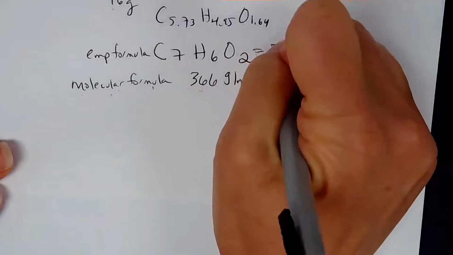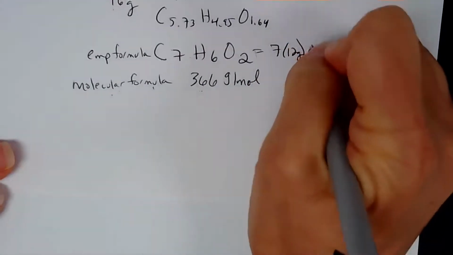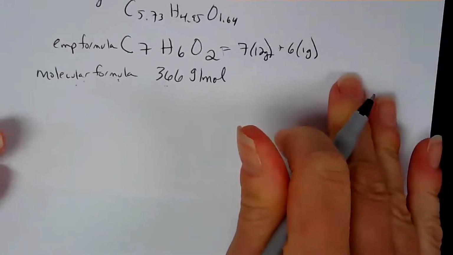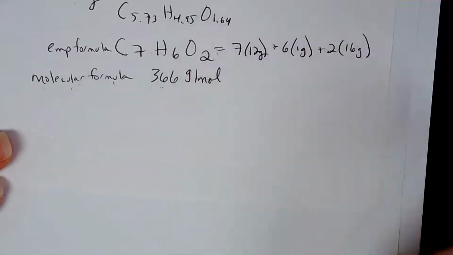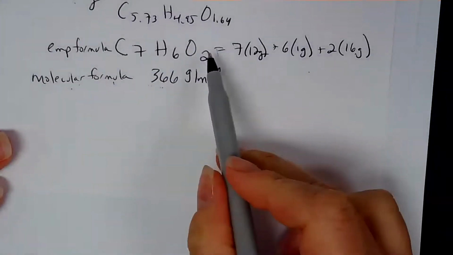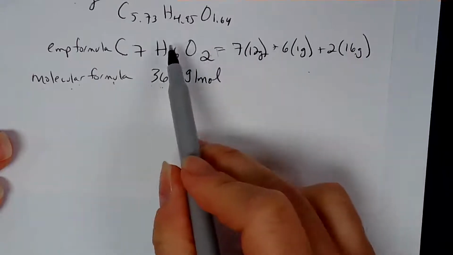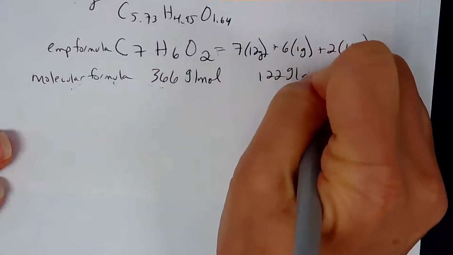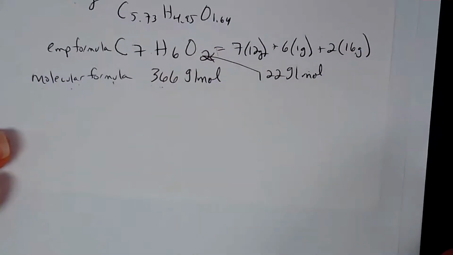C7H6O2. So what I have to do is take 7 times 12, which is the mass of carbon, plus I need to take 6 times 1 gram of hydrogen. And then I've got to take 2 times 16, which is the molar mass of oxygen. So I have to add these all up to get the molar mass of my empirical formula, which happens to be about 122 grams per mole. So that's my empirical formula molar mass.